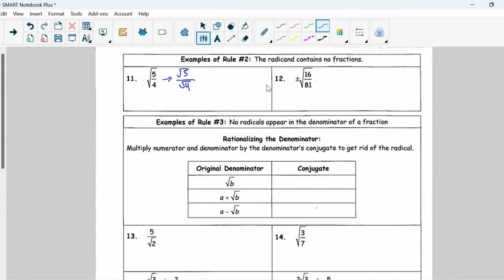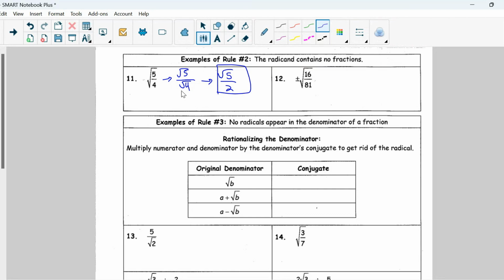At this point, all we need to do is simplify. We cannot simplify the square root of 5. So we've got the square root of 5 over the square root of 4, which is just 2. So this fraction simplifies to the square root of 5 over 2. We do not want the radicand to contain fractions, okay? And especially not the denominator. Okay, try number 12 on your own. This one simplifies very nicely.